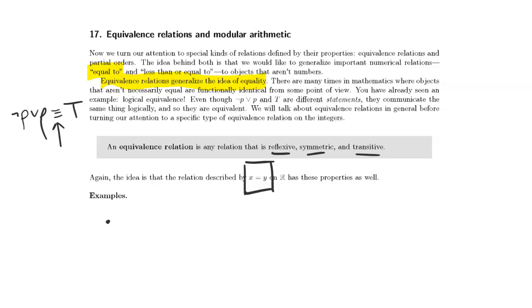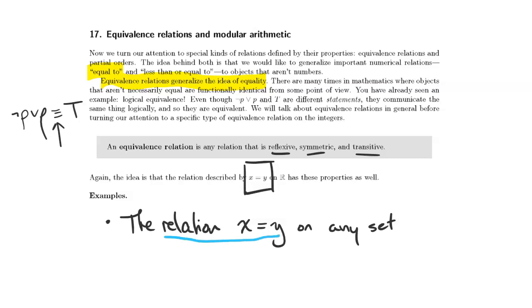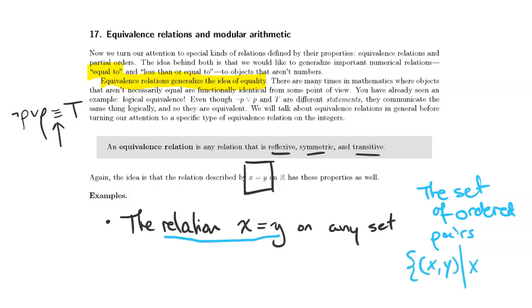So our first example of an equivalence relation is going to be the relation x equals y on any set. And I have to be a little careful with my language here, because I need to specify what I mean by the relation x equals y. I mean the set of ordered pairs, the set of all (x, y) such that x is equal to y. So when I say the relation and then I say a sentence right after that, I'm referring to a set of ordered pairs for which that sentence is true.